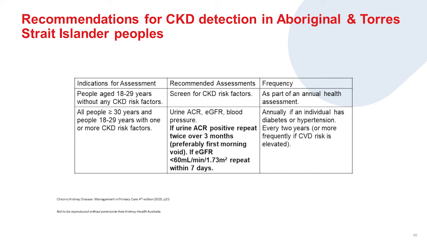And if the initial urine ACR is positive, it has to be repeated at least twice over 3 months, preferably on the first morning sample. And if the initial eGFR is less than 60, it is better to repeat within 7 days to make sure it is consistently low. And the frequency is annually if an individual has diabetes or hypertension, and every 2 years or more if the cardiovascular risk is high.